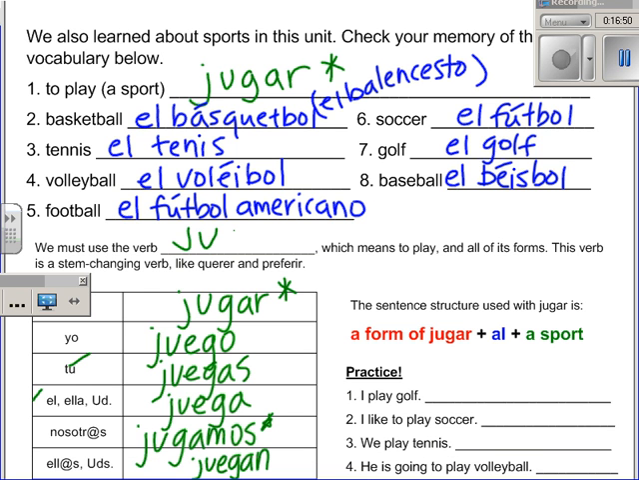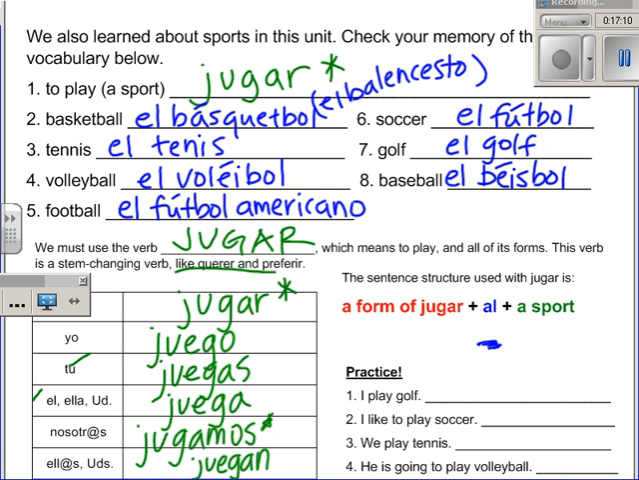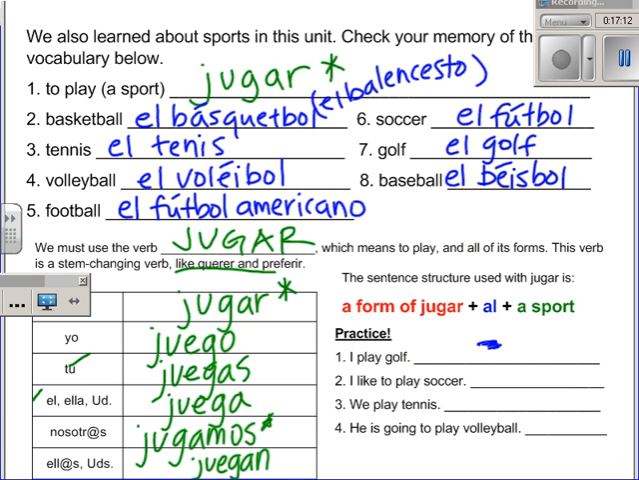Okay? And again, we are using this verb jugar and its forms in order to communicate to play. And that is a stem changer, like we mentioned, just like querer and preferir we went over yesterday. Now, the one thing we do have to remember is that we use that contraction al again in this structure. So when I'm talking about the sentence structure with jugar, I'm going to make sure that I use a form of jugar. I could have the infinitive, like me gusta, right? Me gusta jugar al tenis. I like to play tennis. Or I can conjugate it and simply say, yo juego al tenis. I play tennis. It depends on what I want to say.